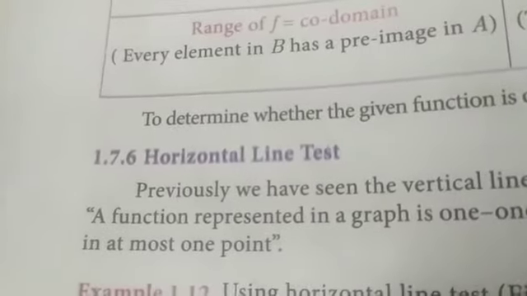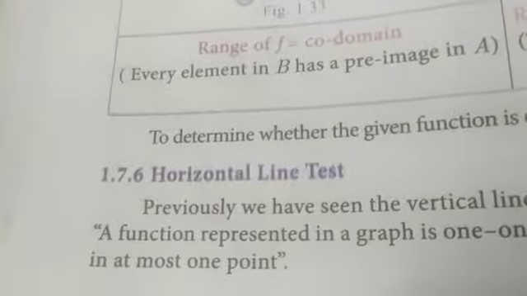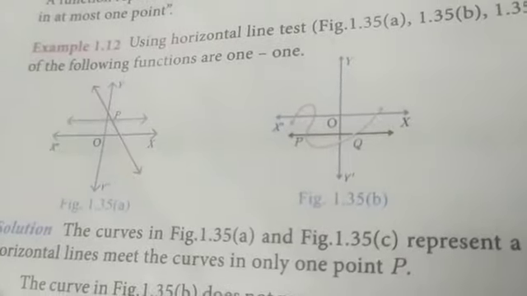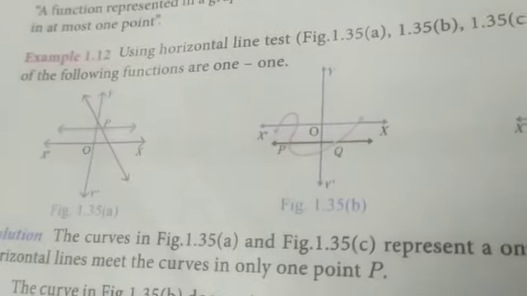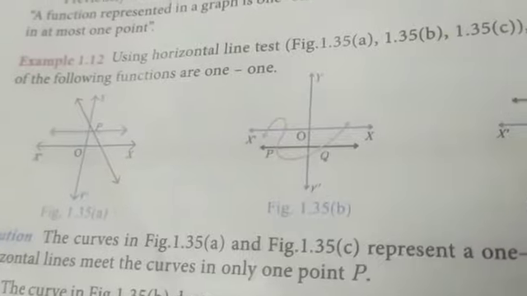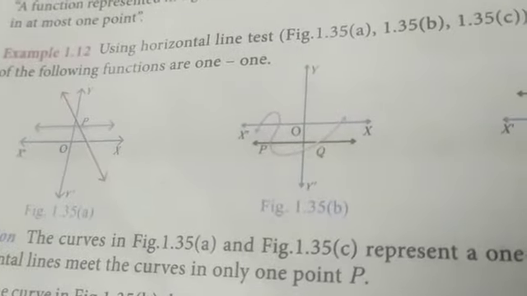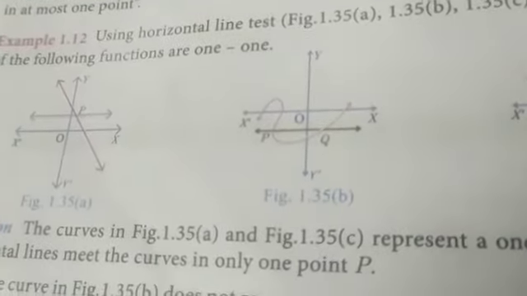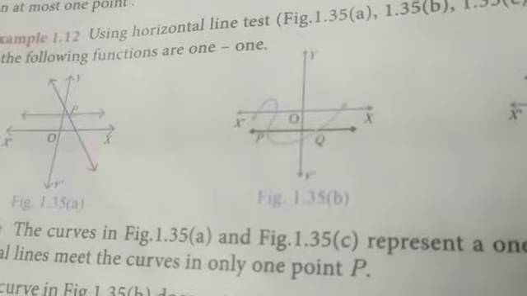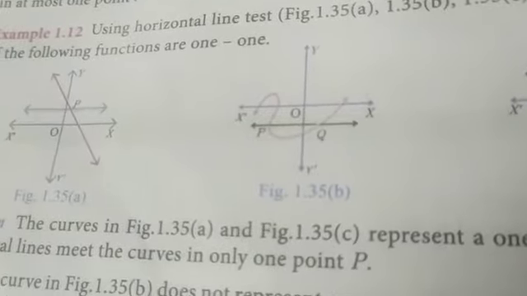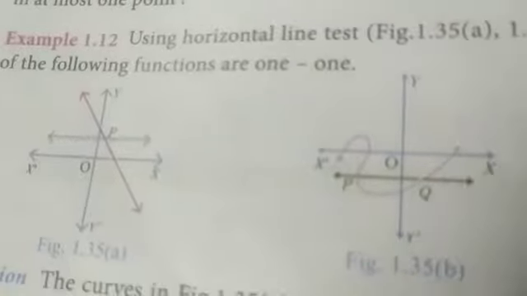So our next topic is horizontal line test. Previously we have seen the vertical line test. Now let us see the horizontal line test. A function represented in the graph is 1 to 1 if every horizontal line intersects the curve in at most one point. So let us see an example for this.